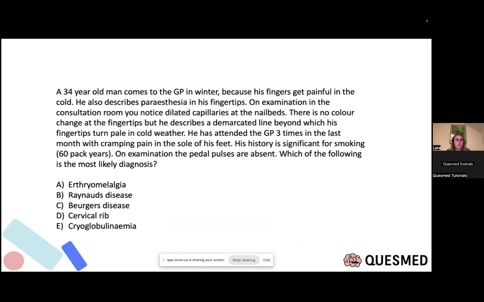On examination in the consultation room, you notice dilated capillaries at the nail bed. There is no colour change at the fingertips, but he describes a demarcated line beyond which his fingertips turn pale in cold weather. He has attended the GP 3 times in the last month with cramping pain in the sole of his feet. His history is significant for smoking. On examination, the pedal pulses are absent. Which of the following is the most likely diagnosis? Erythromelalgia, Raynaud's disease, Berger's disease, cervical rib, cryoglobulinemia.